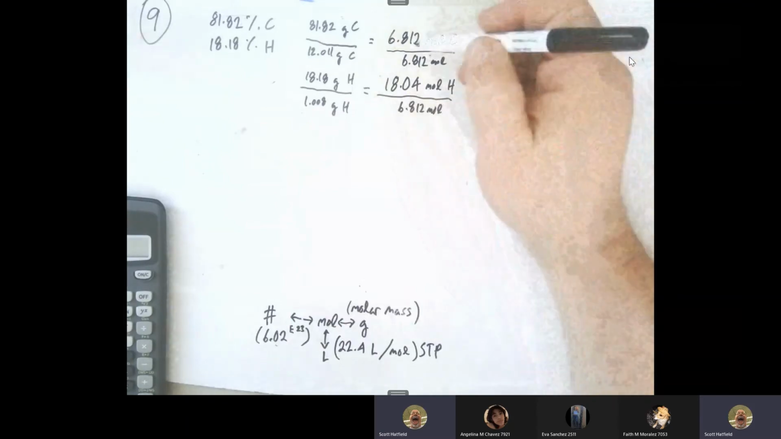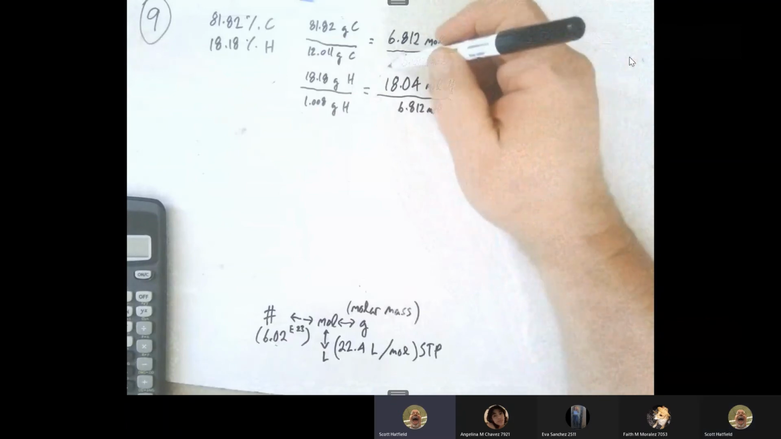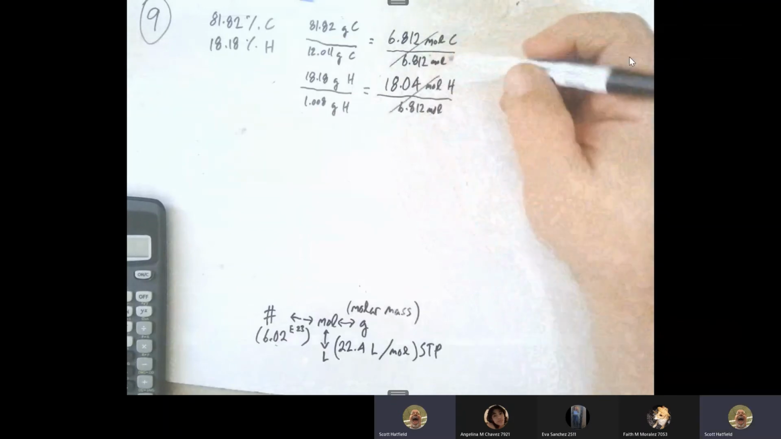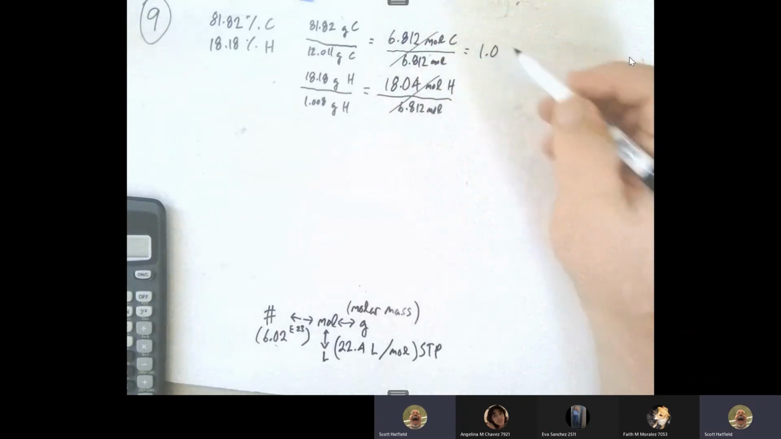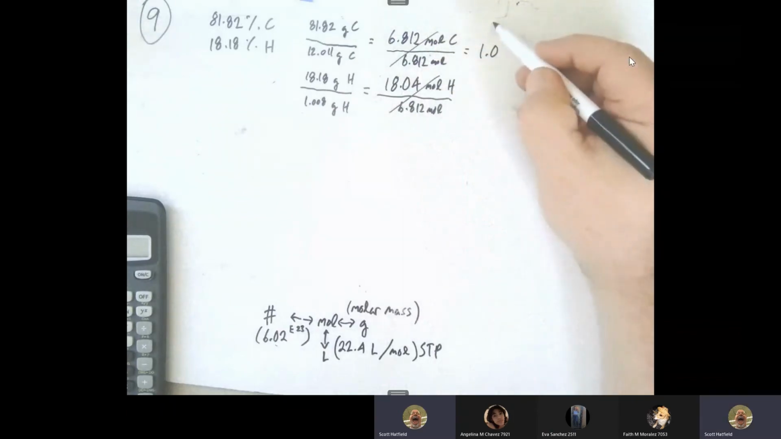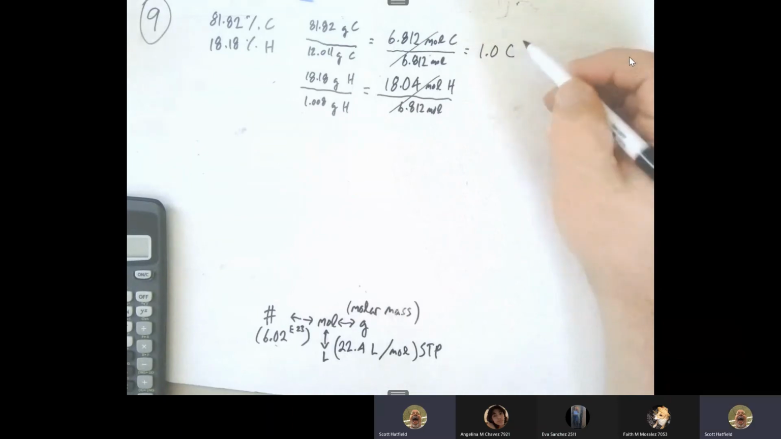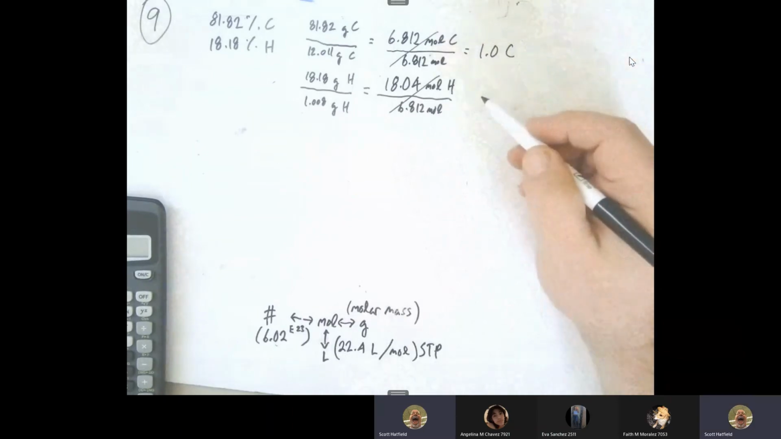Now, when I do that, of course, that'll all cancel. This, of course, is just 1. The number for carbon is just 1. And if I do it for hydrogen, I get about 2.6 for hydrogen.